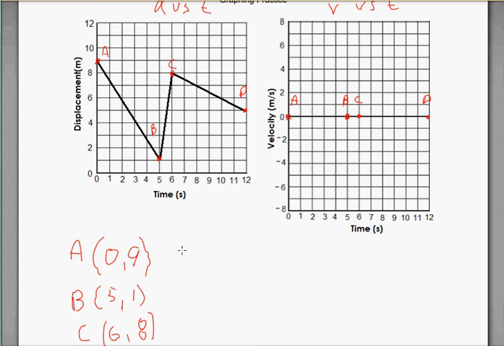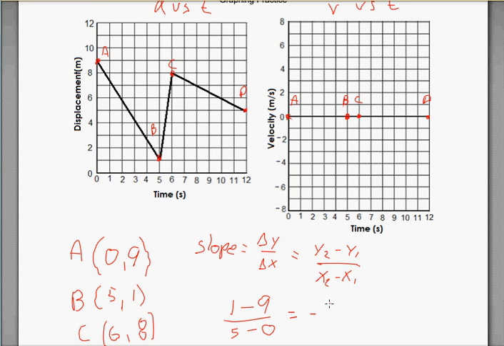So let's take a look. Now remember, we know what slope is. Slope equals delta y over delta x, or we can say it as y2 minus y1 over x2 minus x1. And we usually go from left to right. So here's my first term, here's my second term. So I'm going to take my second y, which is 1, minus my first y, which is 9, and go over 5 minus 0, which is my second x minus my first x. And that's going to give me negative 8/5.